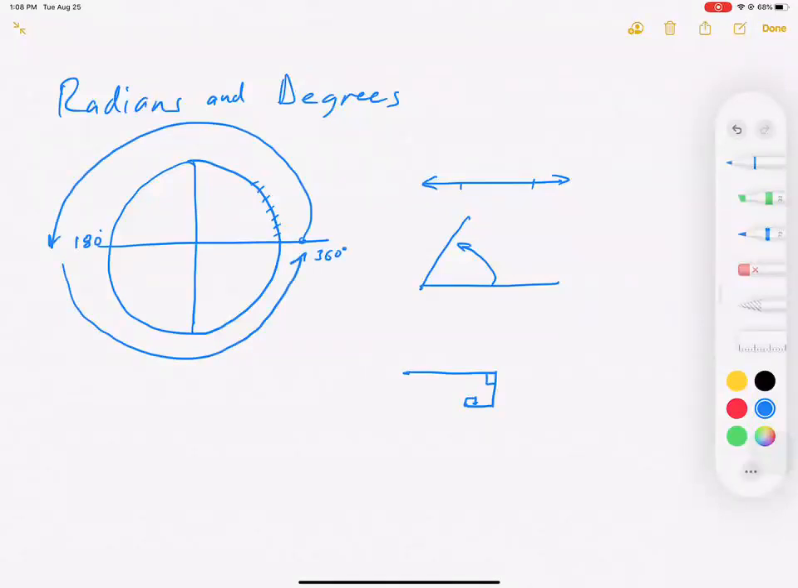Now, there are pros and cons about degrees. One of the pros is that we're used to it. We talk about everything in degrees. This isn't like metric and imperial, where an inch and a centimeter are just depending on where you live. People in math and science use degrees and radians interchangeably, but there are some pros to each of these.